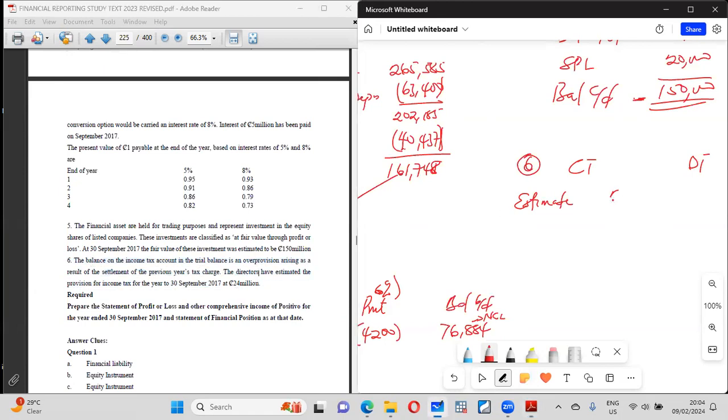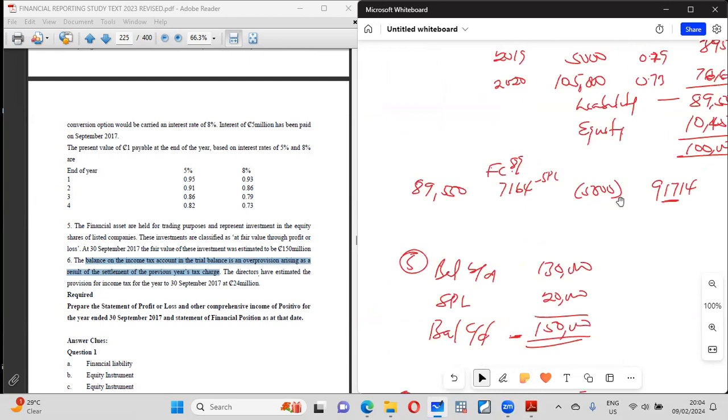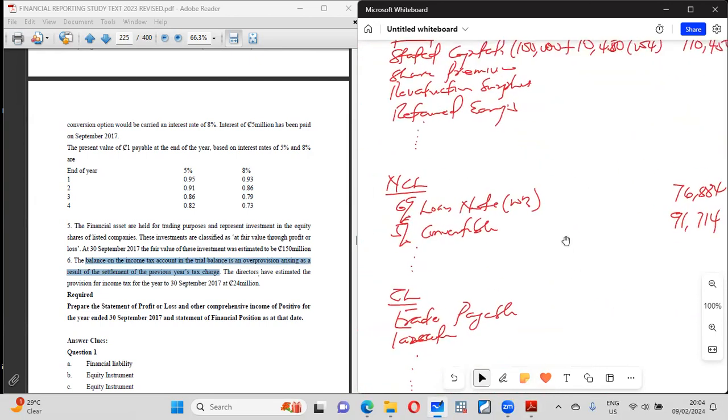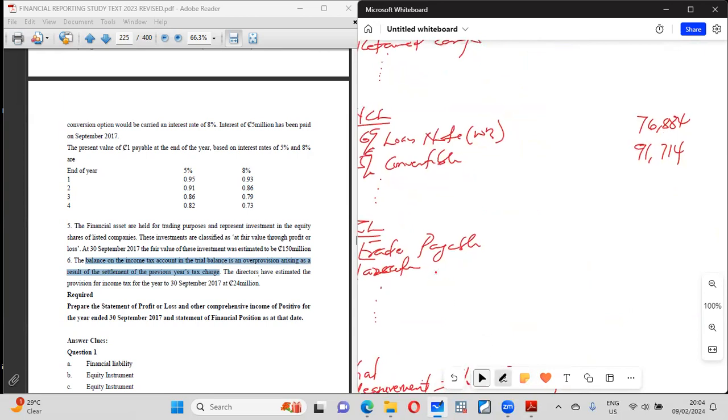The estimate is 24,000. Then it says that the one in the balance sheet represents an over. So you know that this one goes to the CL. So on check straight away, go and put it in your CL. So tax working 6.